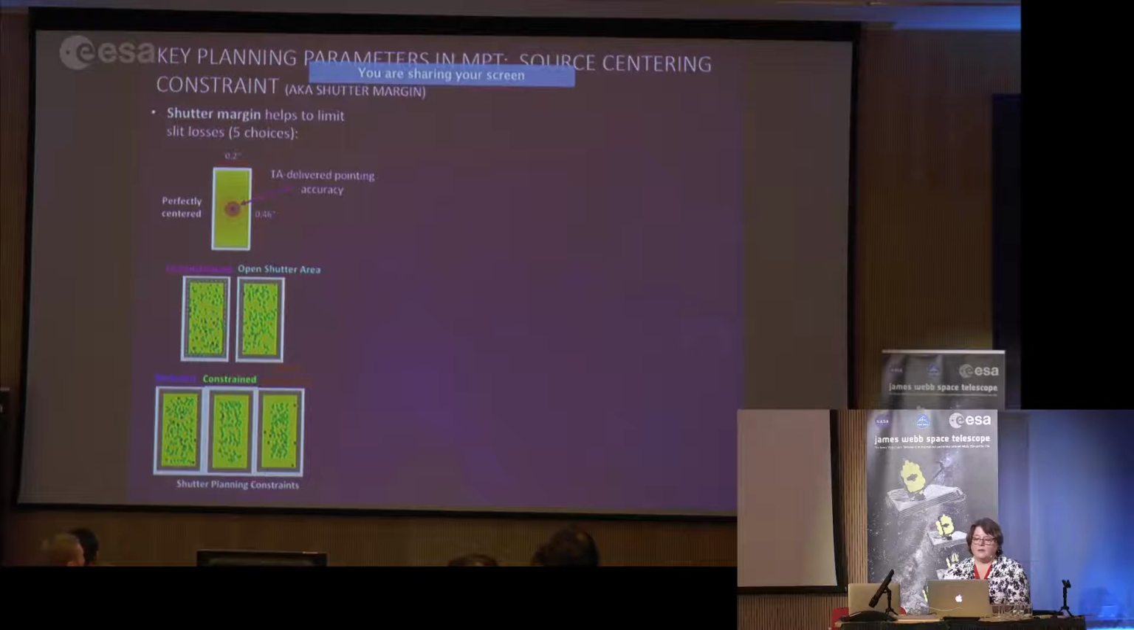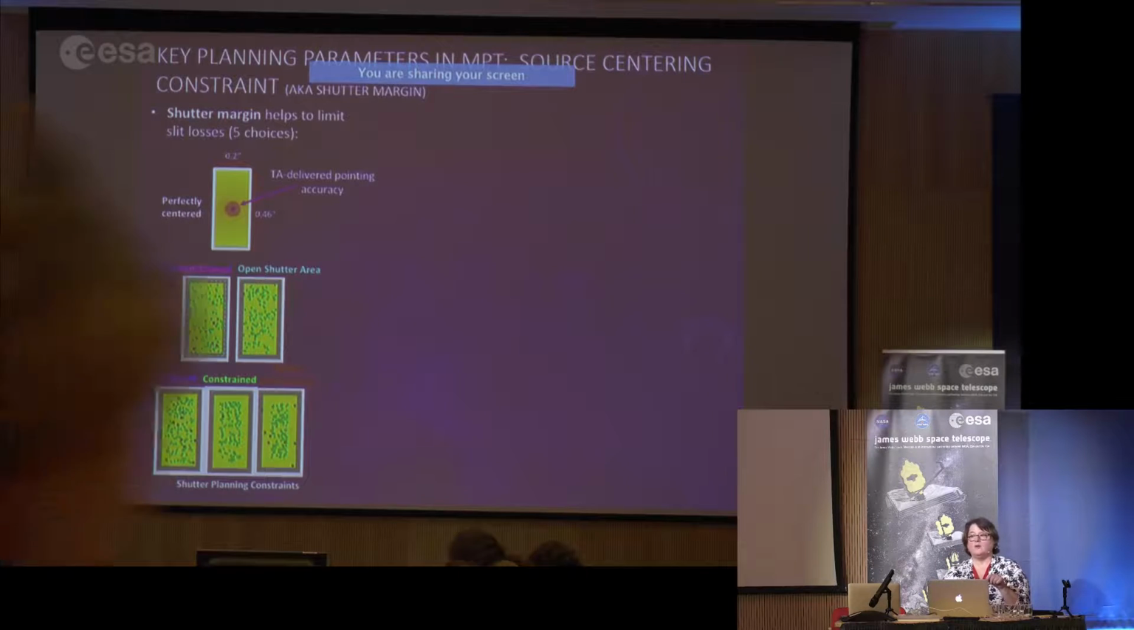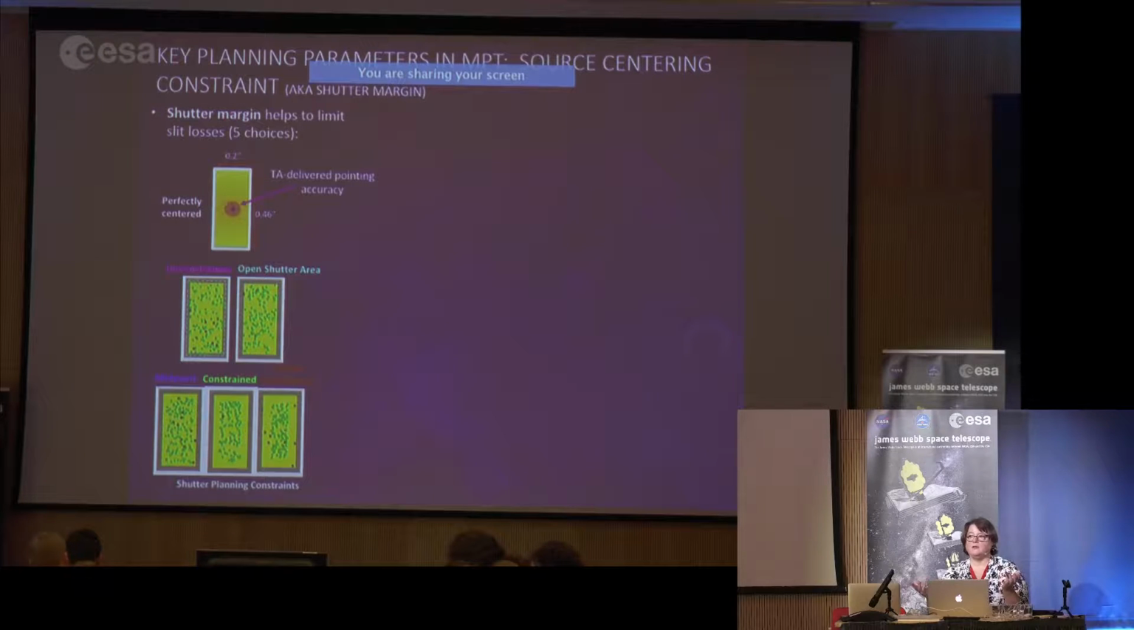Another key planning parameter in the MSA planning tool is the source centering constraint. There are 5 choices for the source centering constraint. This allows you some flexibility to limit the slit losses by setting a margin within the shutter within which you want to find your sources. It basically excludes anything outside that margin from consideration in the MSA configuration. So it's very easy to understand how it works.